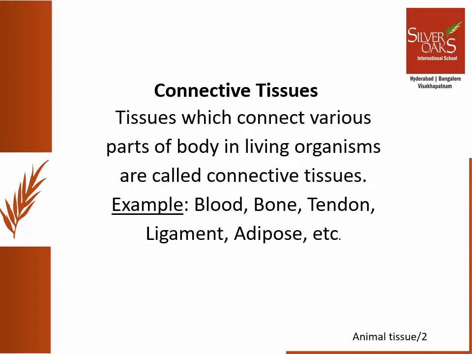Connective tissues, as the name suggests, are those tissues which connect all the parts of the body in a living organism. Their cells are loosely packed and the space between cells is filled with a jelly-like matrix. This is a common feature of all the connective tissues, that the cells are loosely packed and the intercellular space is filled with matrix. There are different types of connective tissues which we will learn in detail in this lesson.